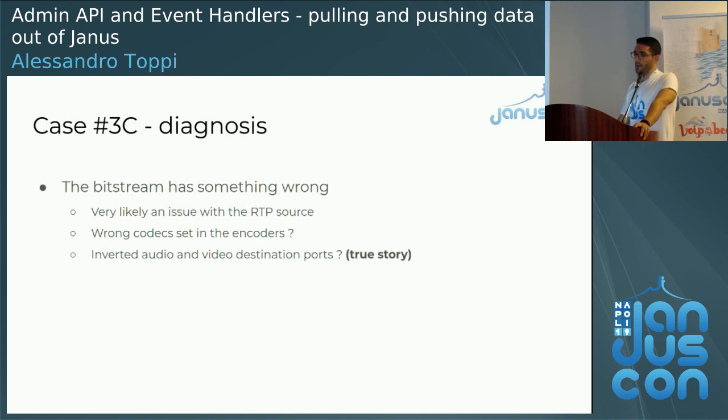So let's say we have our packet capture in a binary format. We have analyzed it with Wireshark, and we concluded that the bitstream has something wrong. What are the possible reasons behind this? Very likely this is an issue with the RTP source.